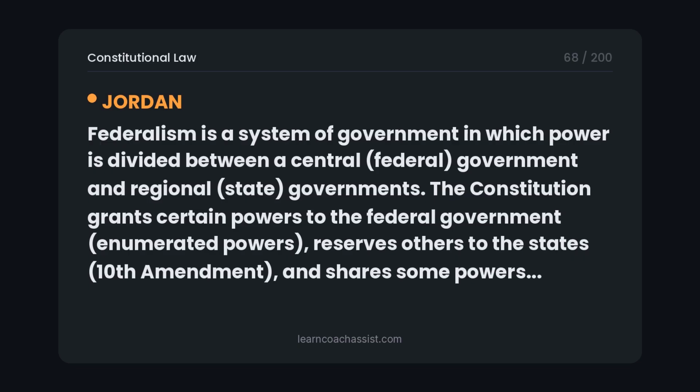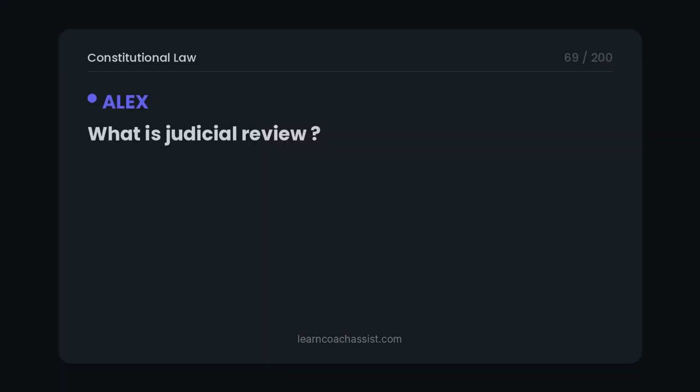Federalism is a system of government in which power is divided between a central, federal, government and regional, state, governments. The Constitution grants certain powers to the federal government (enumerated powers), reserves others to the states (10th Amendment), and shares some powers (concurrent powers).